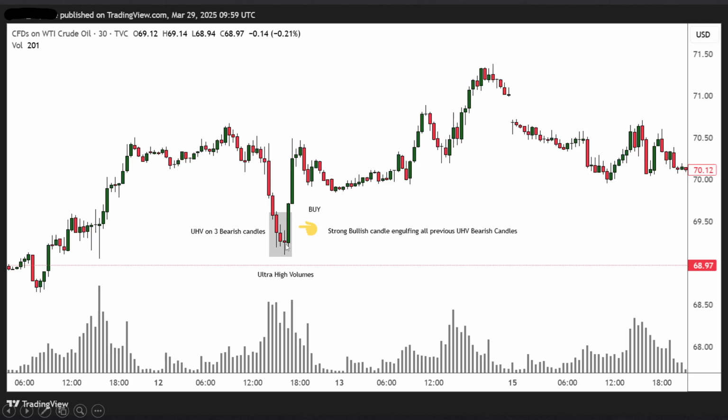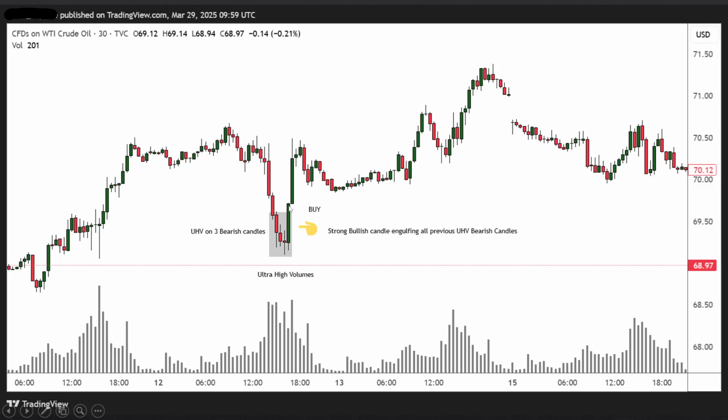So you have to wait for the market to respond. When the market responds and starts engulfing the previous ultra high volume candles, whatever the volume on the engulfing candle is, you have to buy there. You place the stop loss below, and you have to expect 1:3, 1:4 after that. So that's the setup. Very powerful setup. You just have to point out the ultra high volume candles, and wait for the engulfing pattern to appear.